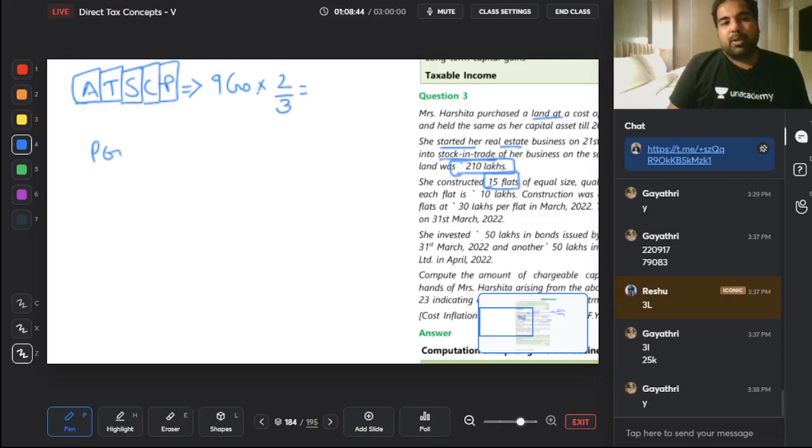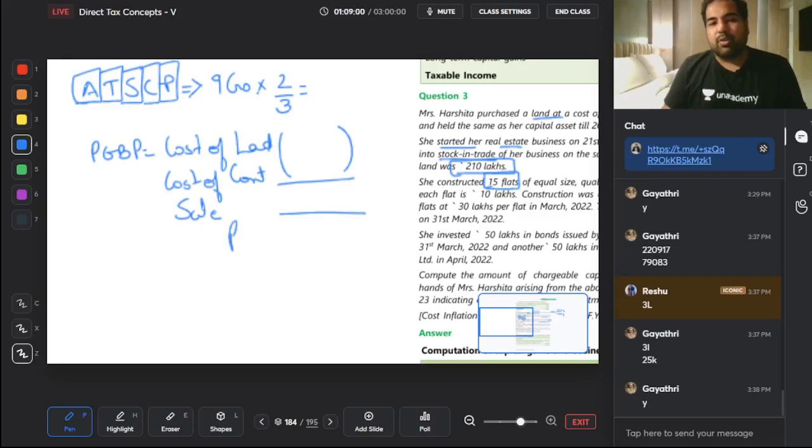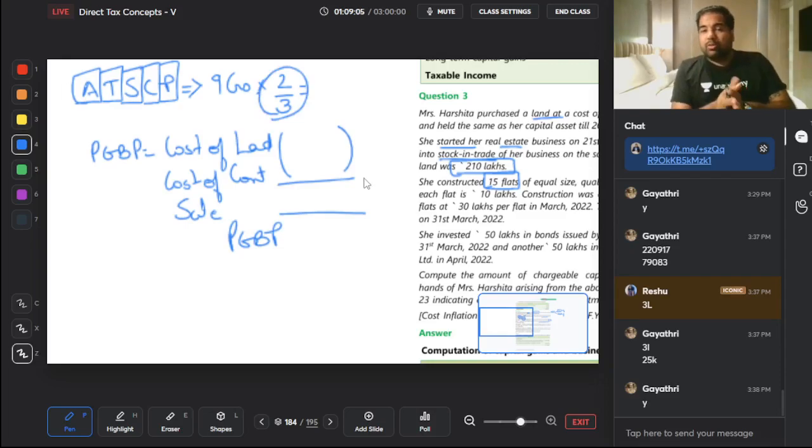And in your PGBP you will have cost of land, which is basically your FMV, 2/3 of that. You will have cost of construction of those 10 flats, that will be your cost. And you will have sale price of those 10 flats, that will be your sale price, and that's how you'll get your PGBP. Guys, remember this entire calculation will only be for 2/3 of the flats because only 10 flats are being sold out of 15. So what about the remaining 5 flats? Whenever the 5 flats are sold, whichever year, PGBP will also be taxed on the 5 flats, and capital gain, the remaining 1/3, will also be taxed in that year.